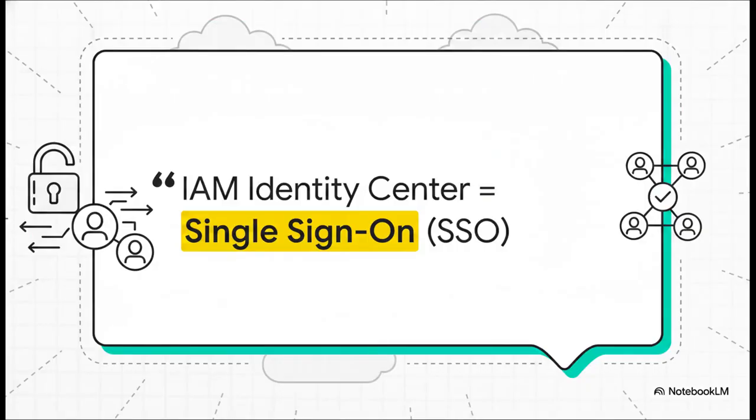Okay, here is your first big exam tip. Whenever you see IAM Identity Center on the test, you need to immediately, automatically think single sign-on, or SSO. Just lock that specific keyword association into your brain right now. It's going to earn you easy points on test day.